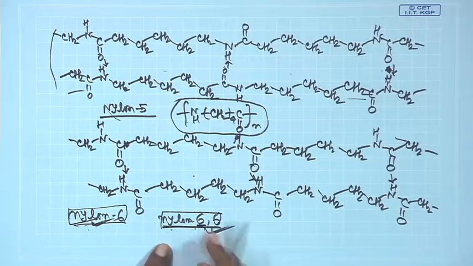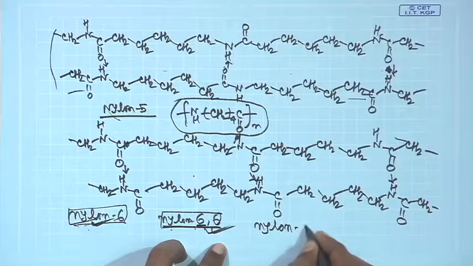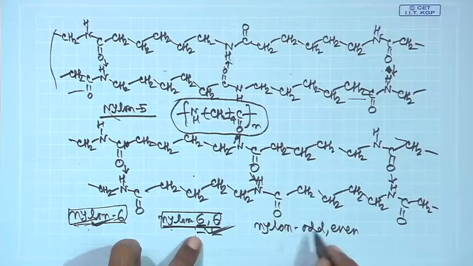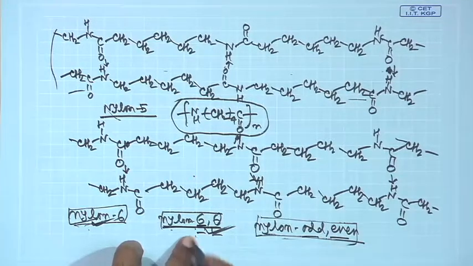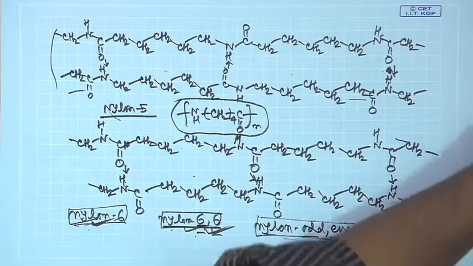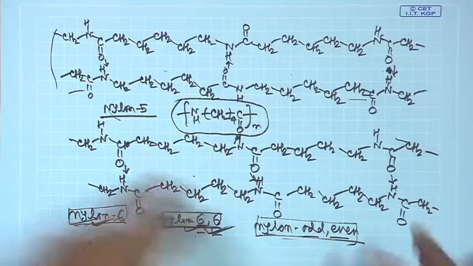So, this is nylon even-even. If you now consider a situation where it is nylon odd-even, so this is nylon even number, right. If you have nylon odd-even, this will also have a lower crystallinity and lower melting point than this. So, that is the point at which I wanted to arrive as far as this is concerned.